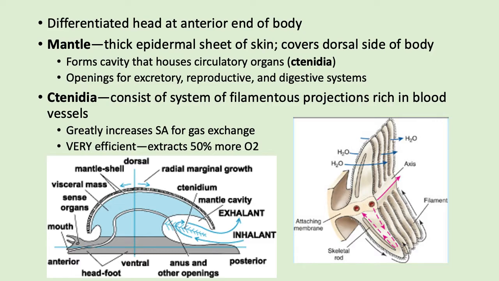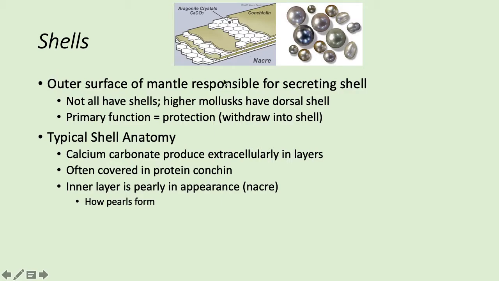Okay, moving on to shells. You find it on the outer surface of the mantle, and it's the mantle that secretes compounds to form that shell. Like I mentioned, not all classes of mollusks have shells. It might be reduced or internal, but the primary function of a shell is obviously protection. They will just withdraw or hide in that shell.